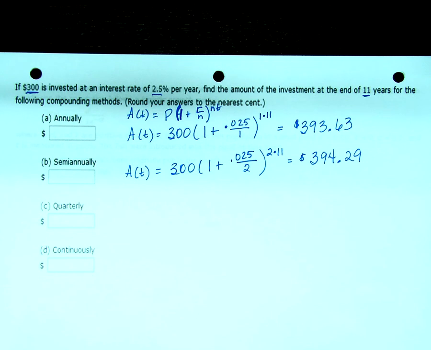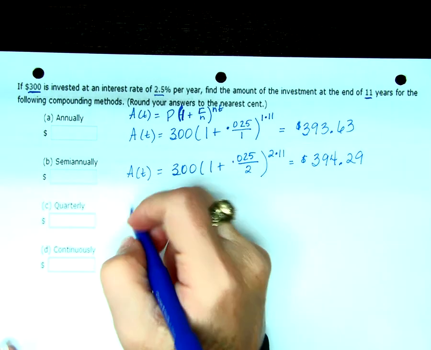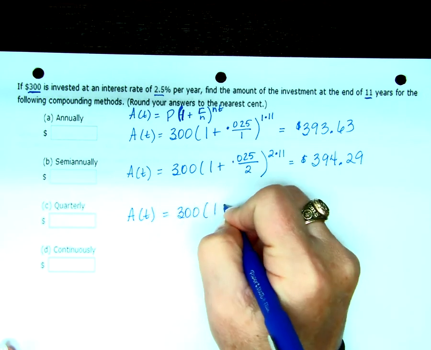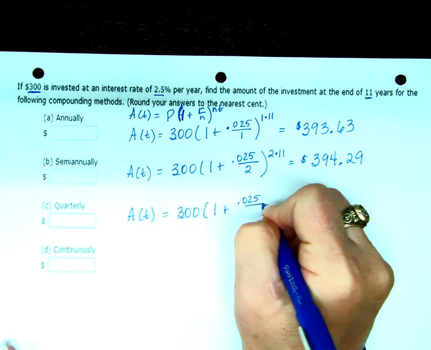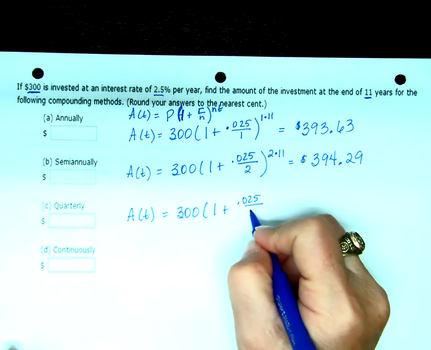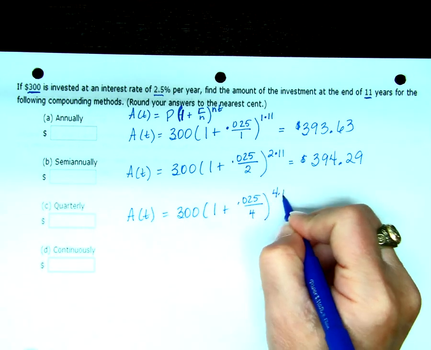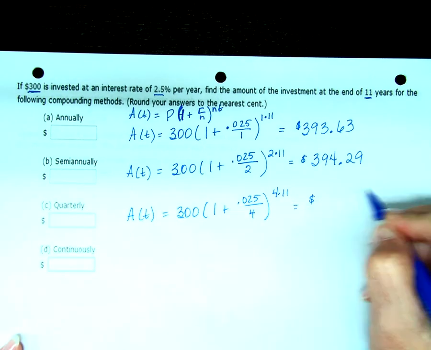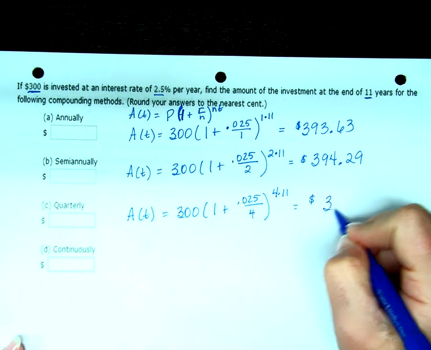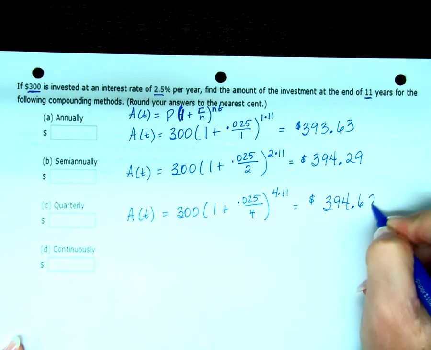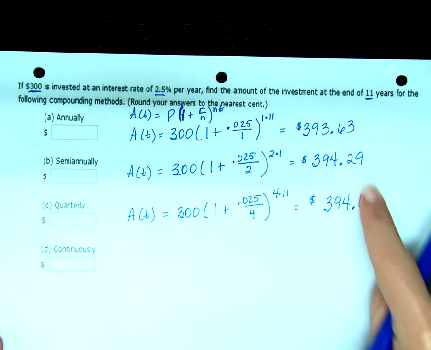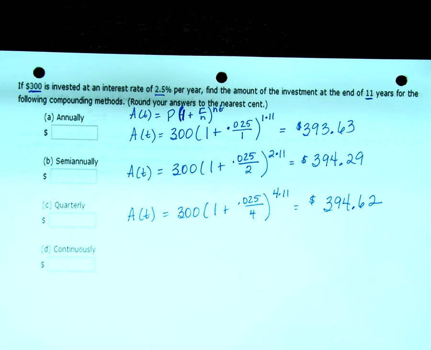Okay? Quarterly, what if I change to quarterly? A of t equals 300 times 1 plus 0.025 divided by quarterly, which would be 4, raised to the 4 times 11 power. Okay? So when I put this in my calculator, I get $394.62. Okay? Still not a huge amount of difference, but it's still a difference, right? It's still an increase depending on how many times per year that it is compounded.